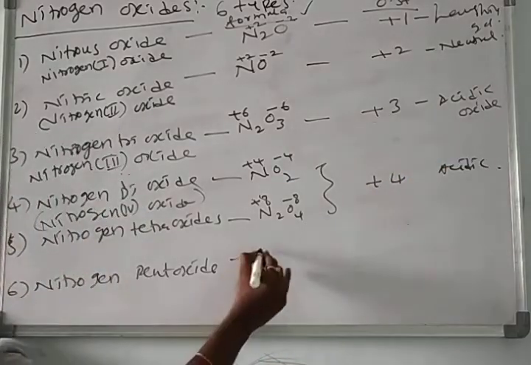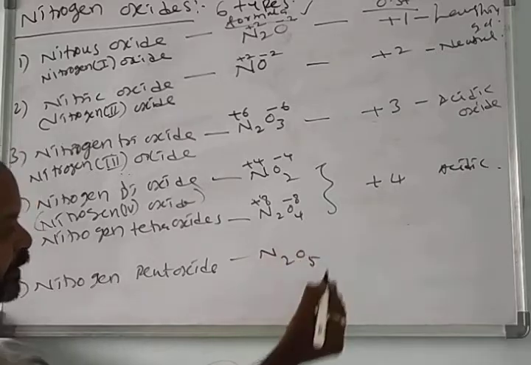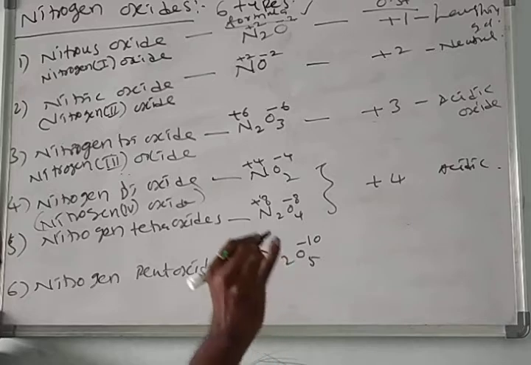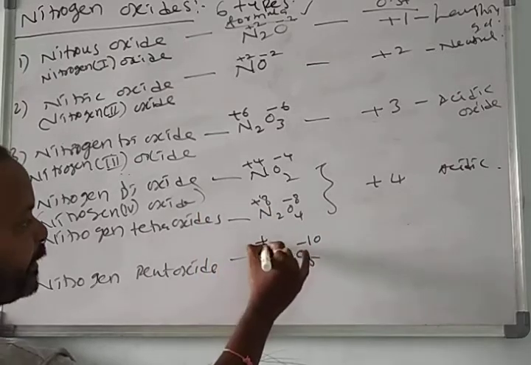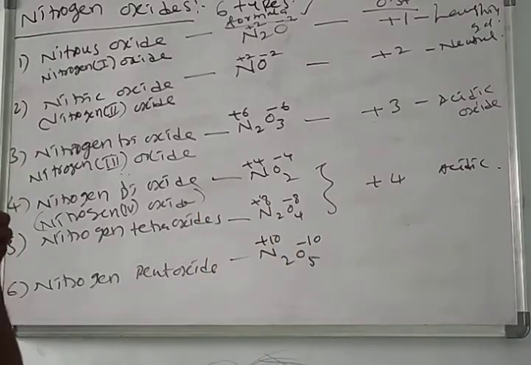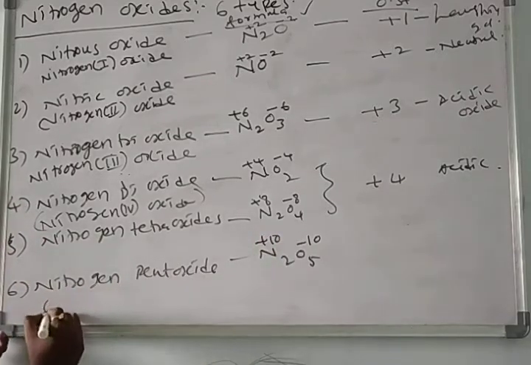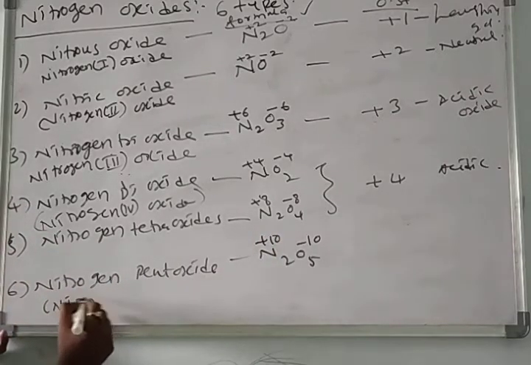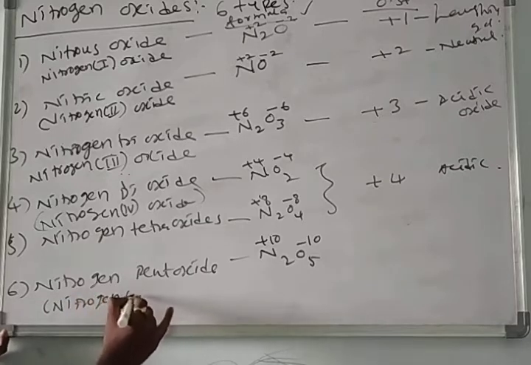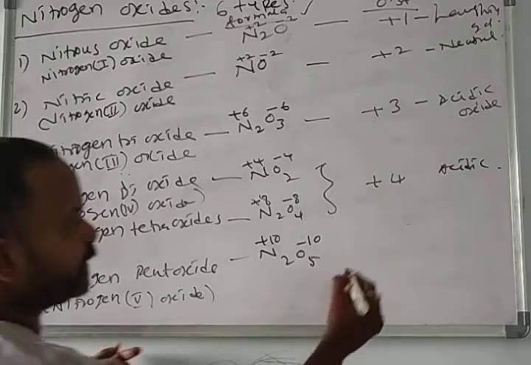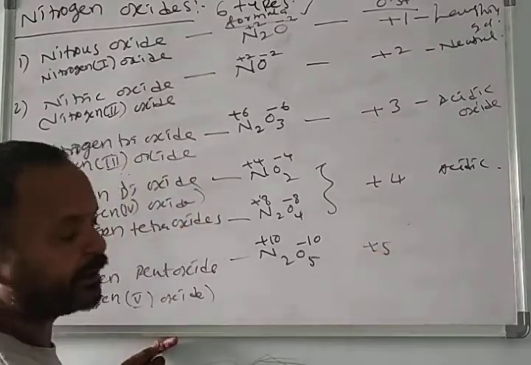Nitrogen pentoxide. The formula of nitrogen pentoxide is N2O5. Oxidation number here minus 10, minus 2 into 5, minus 10, here plus 10. Each nitrogen has oxidation number plus 5. So we call it nitrogen 5 oxide. The oxidation number of nitrogen is plus 5.